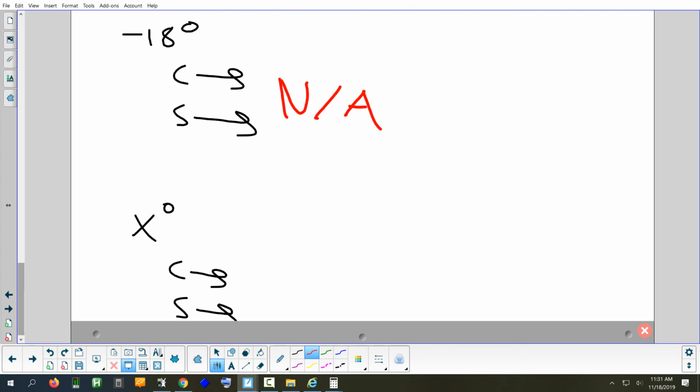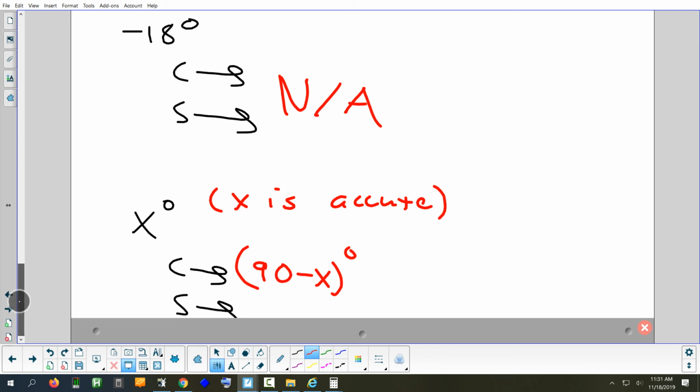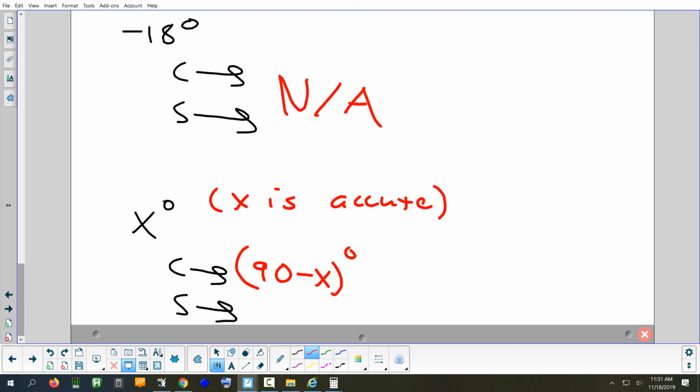Now here, assume x is acute. X is acute because if x was like 140 degrees, it wouldn't have a complement, it's too big. So assume that it is acute. What would be the complement of x degrees? 90 minus x, again assuming x is acute. And what would be the supplement? 180 minus x degrees. Okay, so any questions on finding complements and supplements?